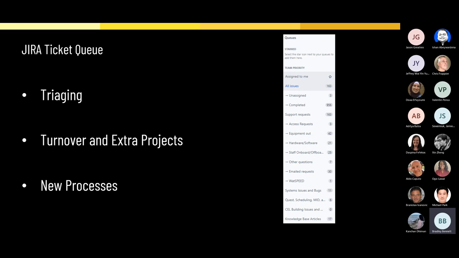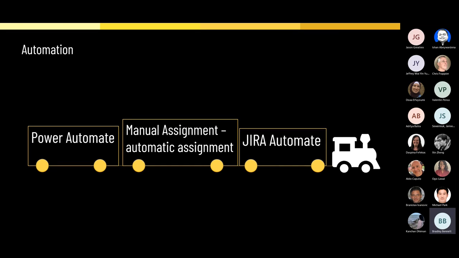So JIRA has its own automation section, which allows us to predict what some of the subject lines might be, and we will be able to take that subject line, read through it, and if it matches what we expected, then it will automatically assign it.